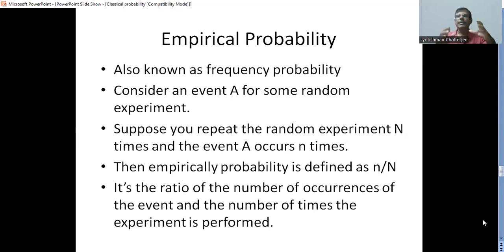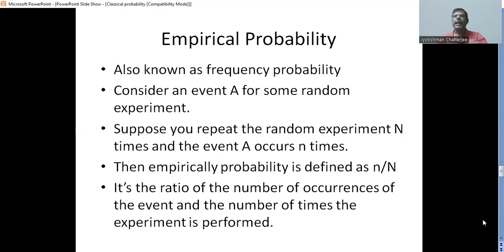So for the time being, just imagine that you are repeating the experiment capital N number of times. Now, each time you perform the experiment, you can also observe whether the event A has occurred or not, right? Because once you perform the experiment, you know the exact outcome. So you know whether the event A has occurred or not. So as you perform the experiment, each time you keep on writing whether the event has occurred or not.